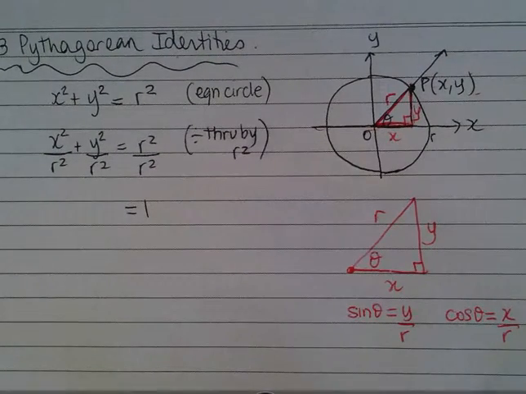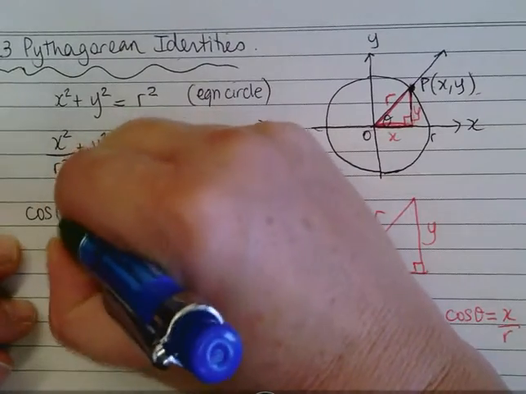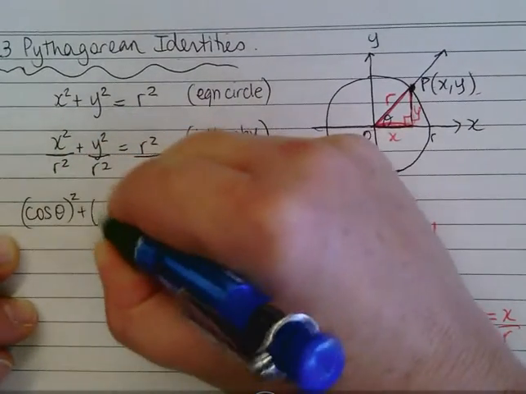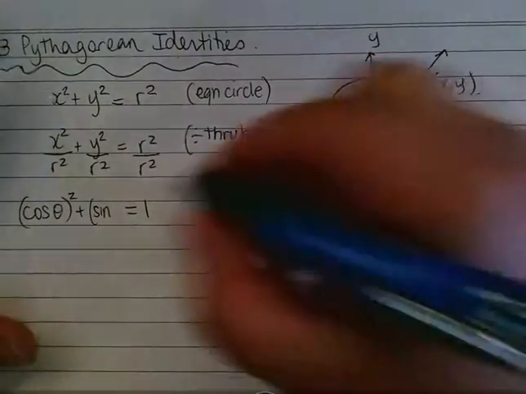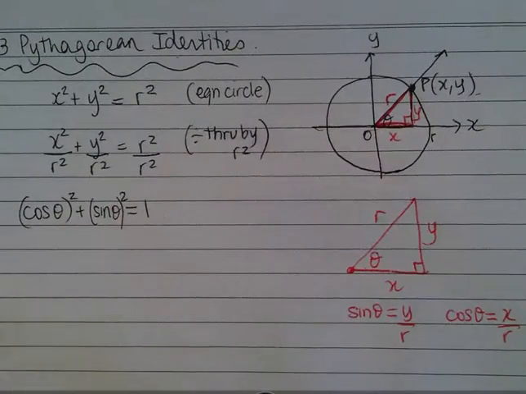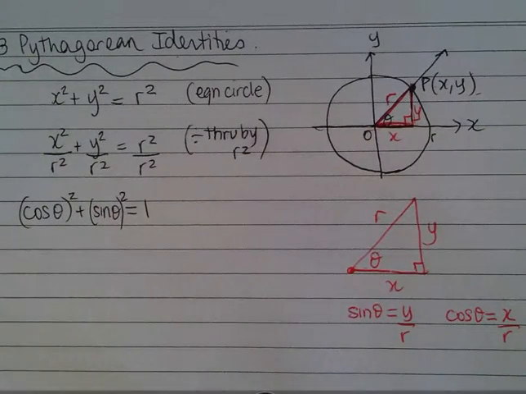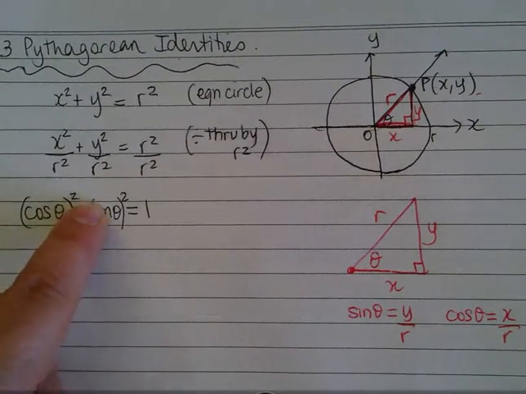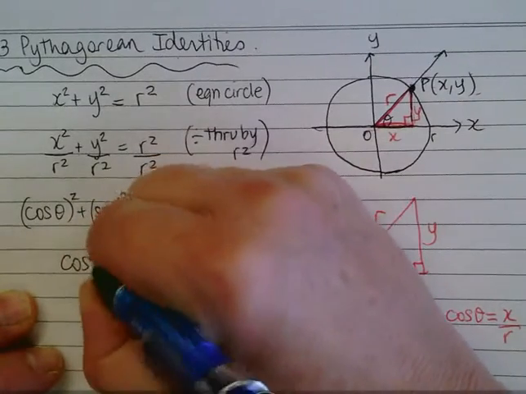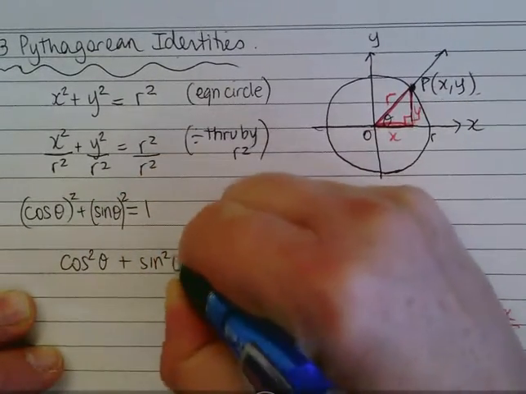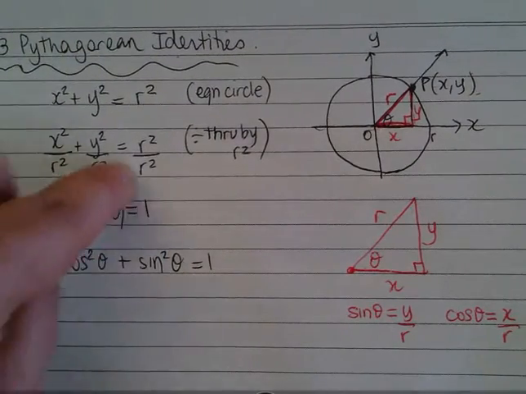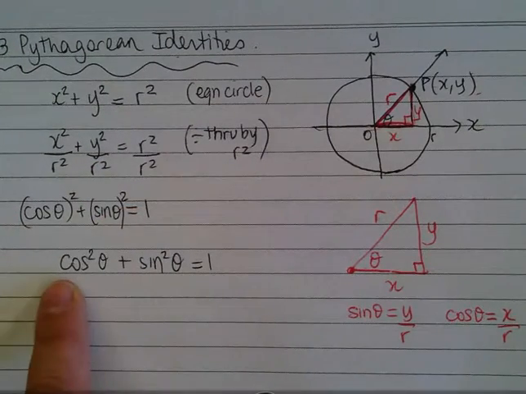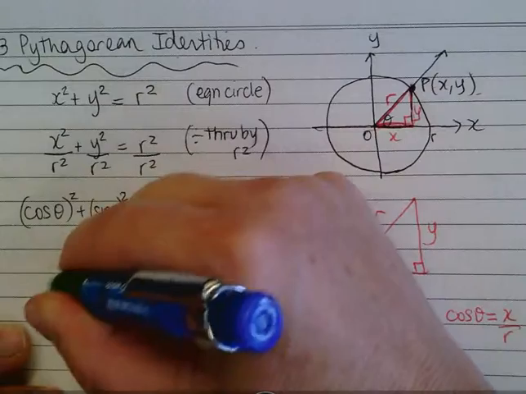Now, girls, if x on r is cos theta, what's x squared on r squared? Cos theta squared. But you actually don't write it like that. And if y on r is sine theta, then y squared on r squared is sine theta squared. But that's not convention. The way you want to say cos theta times cos theta, you don't put it in brackets like that and square it. You actually write it like this: cos squared theta plus sine squared theta equals 1. But that does mean cos theta squared plus sine theta squared. Okay, that's how you write it, cos squared theta. That's our first result.